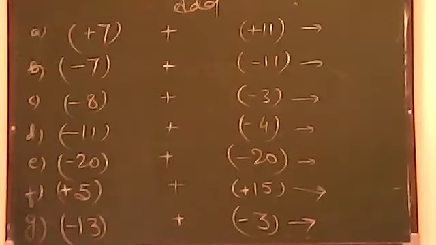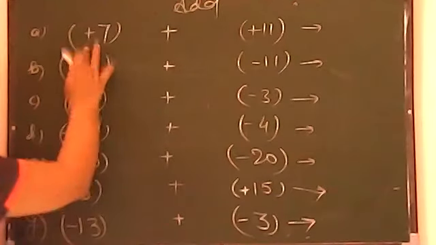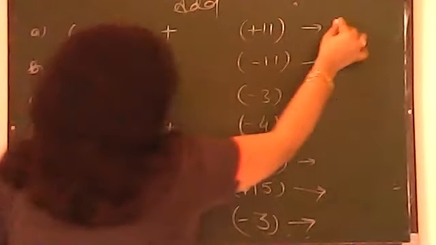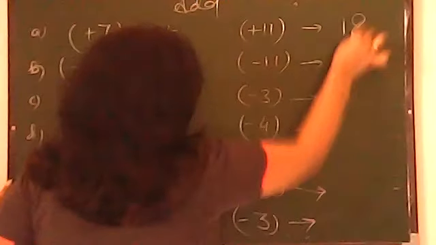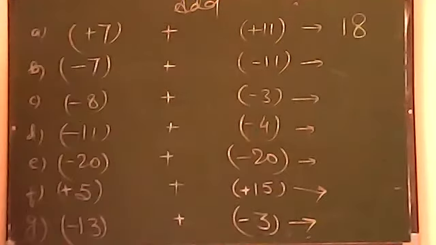Students, you are absolutely correct. Your first answer will be plus 18. The reason is that you have 7 positive added to 11 positive. The answer will be total 18 positive. So if you want to write the sign of plus 18, fine. If you don't want to write the plus sign, it's fine if you write only 18. Both are same. Now, students, please write down the second answer in the chat box.